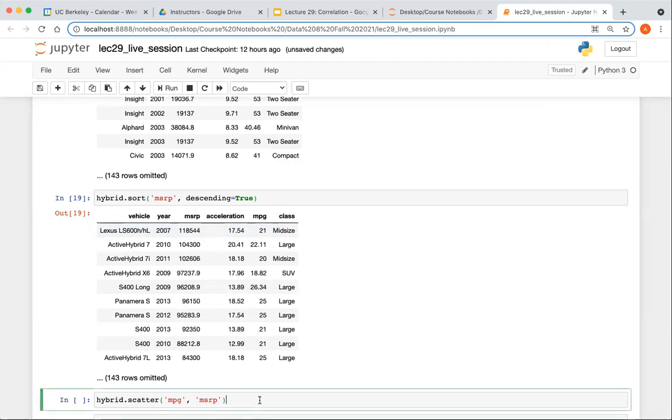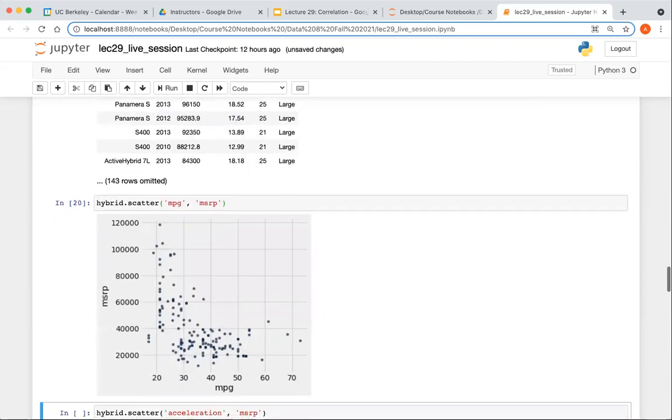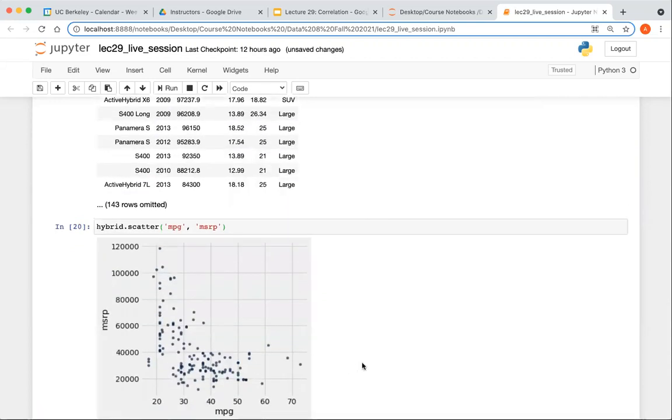We are going to draw a scatter diagram. Notice something. What do you see? Does better mileage lead to higher prices or lower prices? Better mileage is lower prices. Isn't that interesting? The whole point of hybrid cars is you get good mileage, but that is apparently not what we are paying for.